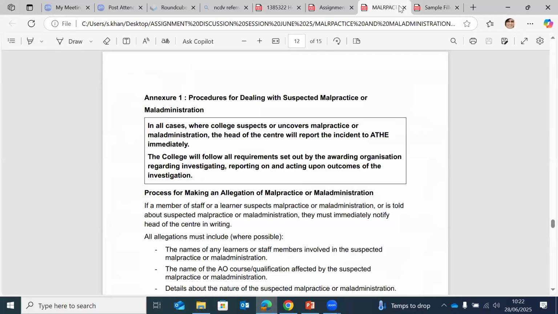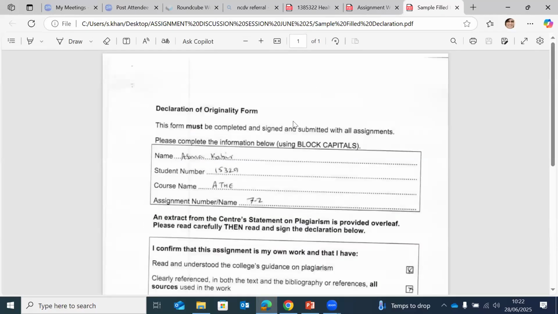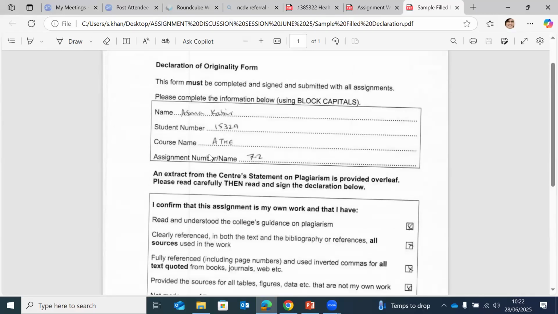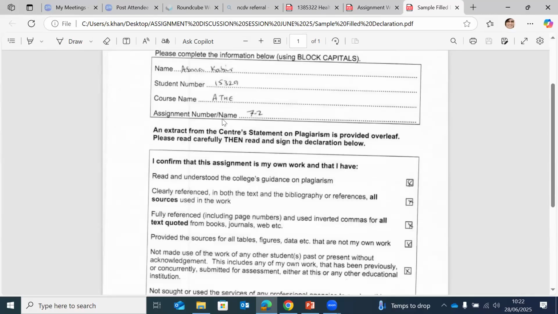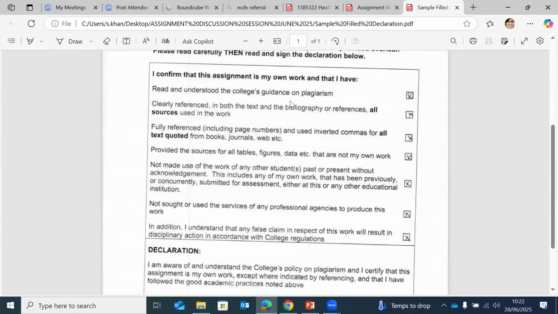Because you're signing this declaration, right? The next one, can you all see this? This is just a sample declaration. Can you see that, everyone? It's just a sample declaration that you're signing with your name, your student number, your course, and your assignment number. And you are confirming that the work is your own work, and that you've read and understood the guidance on plagiarism. So you tick that.